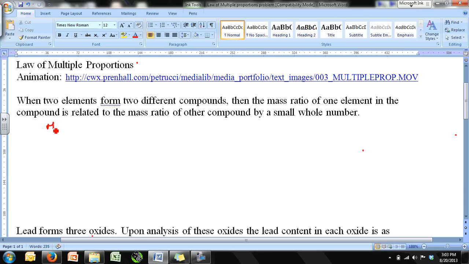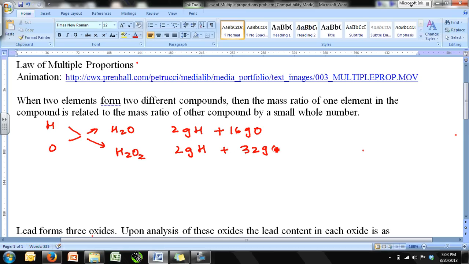For example, hydrogen and oxygen combine to form two common compounds, H2O and H2O2. In H2O, with 2 grams of hydrogen, 16 grams of oxygen is combined. In H2O2, with 2 grams of hydrogen, 32 grams of oxygen is combining. So per gram of hydrogen, you have 8 grams of oxygen combining. And in H2O2, you have 16 grams of oxygen combining per gram of hydrogen.